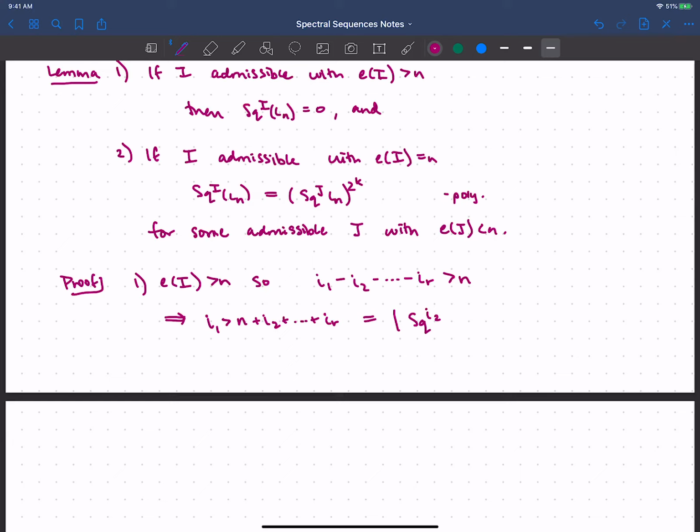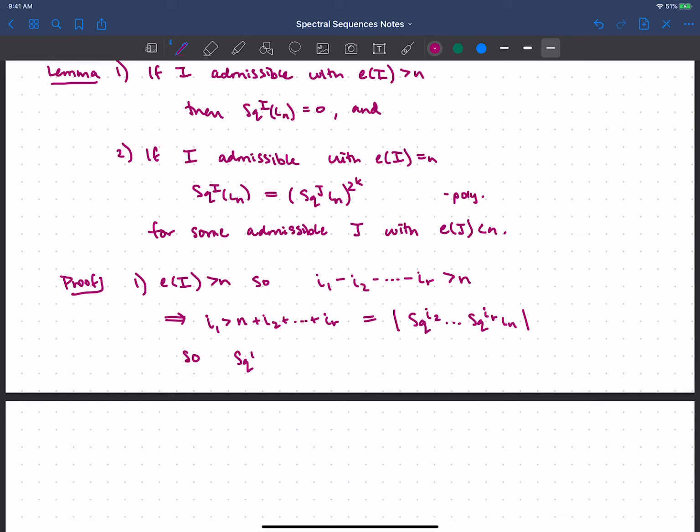apply square I2 after square I3 after and so on, square IR to iota n. Iota n is a class in degree n, and then square IR takes it up degree IR, and so I add up all of these degrees, and that's exactly what I've written here. And so square I1 on this thing is, well, I1 is going to be greater than the degree of this cohomology class, right? So remember, the cohomology of a space in Montague coefficients is an unstable module over the Steenrod algebra, meaning that those high degree squares kill lower degree things.